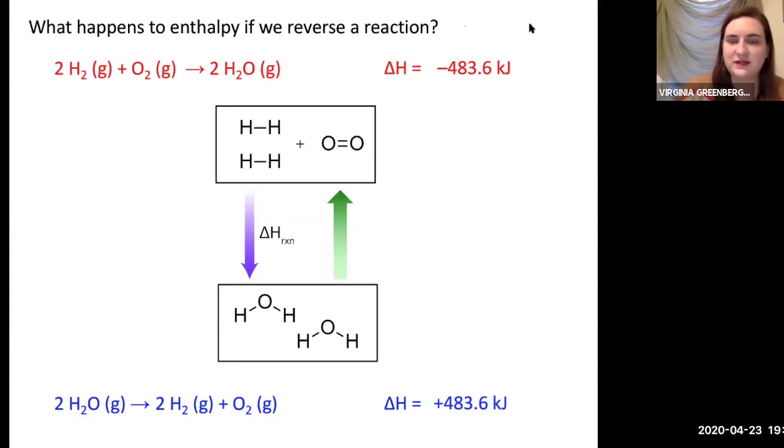So the magnitude stays the same, it's just now our sign changes. It's the directionality of our heat. Whenever you flip a reaction, you flip the sign for the delta H value.